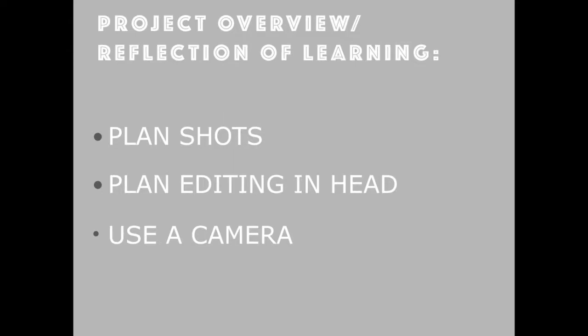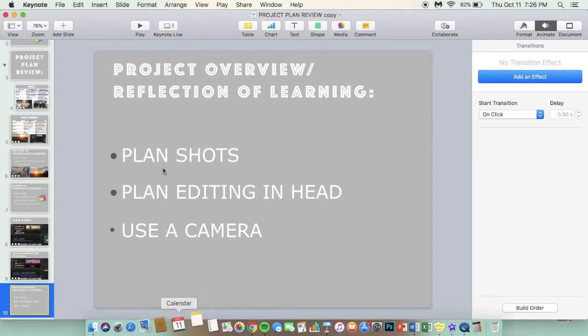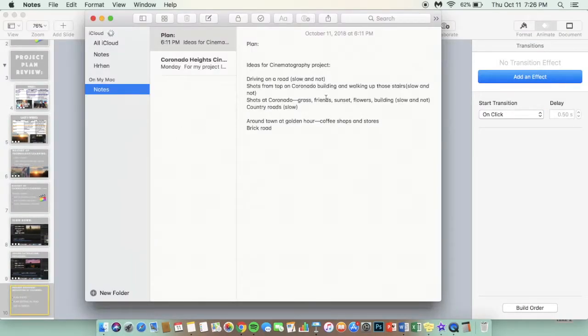So after finishing my project, I also learned that the more shots you have and the more you have planned out in your head, the easier it will be when going to film and getting the shots you want. Like I said, I like planning things out, so I would plan what I needed in my notes and some ideas for what I wanted, and some were shots from the top of Coronado, and I got a couple shots like that, and then walking up the stairs, and then slow and not.